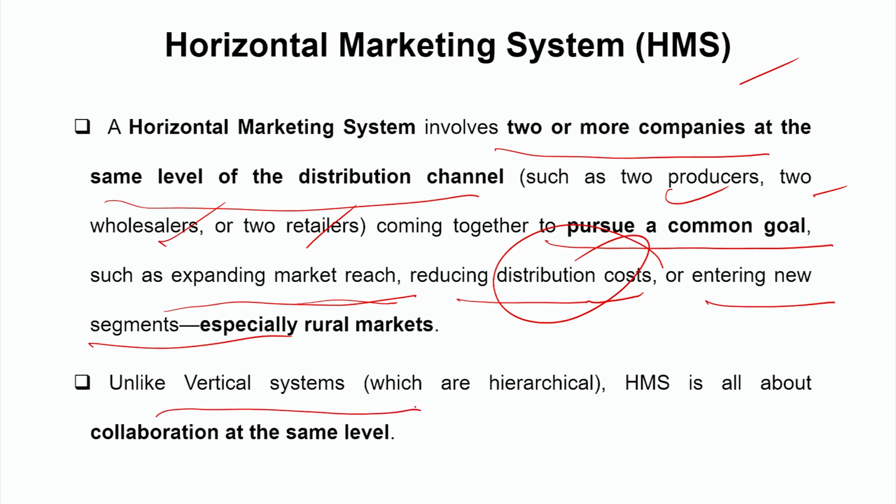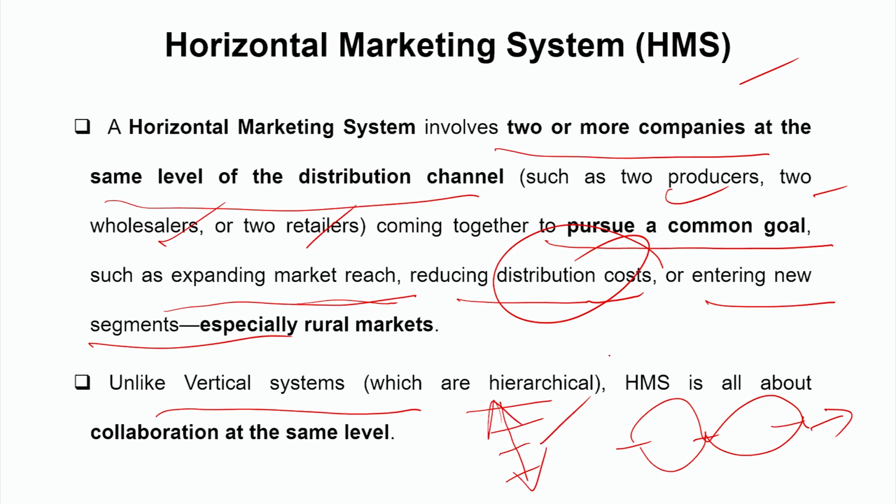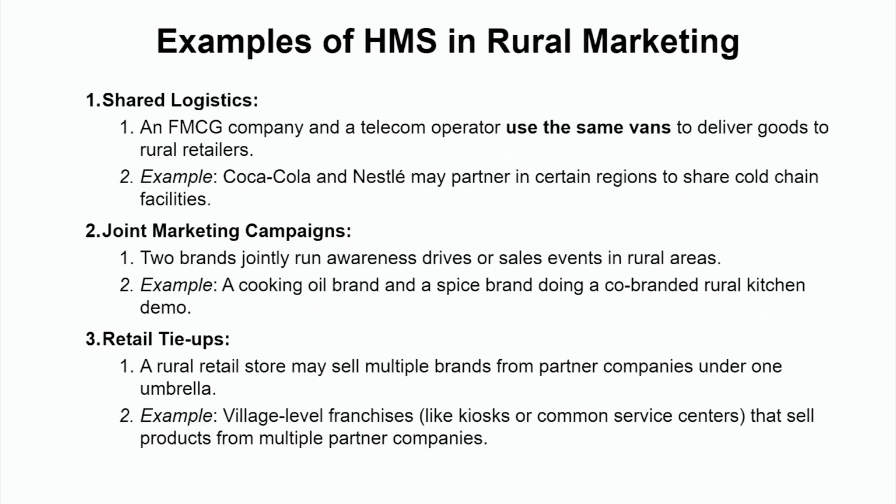So unlike vertical systems, which are hierarchical in nature, meaning 1, 2, 3 and 4, in the horizontal it is 1, 1, 1. It means they all are going to collaborate with each other and work in synergy. So we see the HMS is all about collaboration at the same level. We'll take examples of HMS: shared logistics, joint marketing campaigns and retail tie-ups.